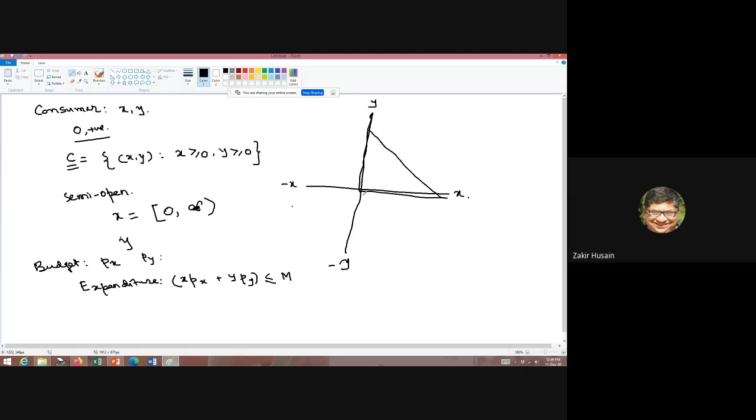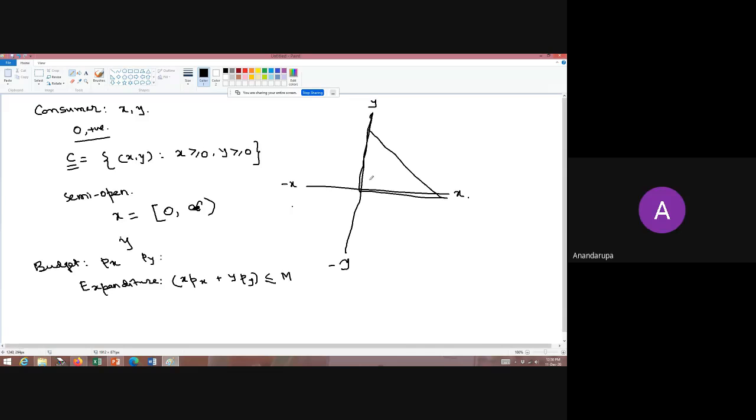So suppose I give you the values of Px, Py, and M. Can you find out the exact line? I mean, this is something that I've just drawn. It could have been here, it could have been here, like this. Yes, we can.